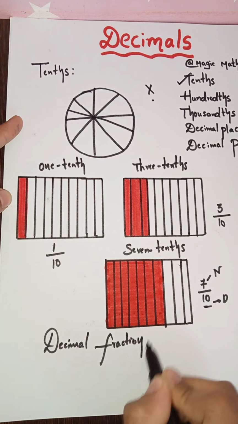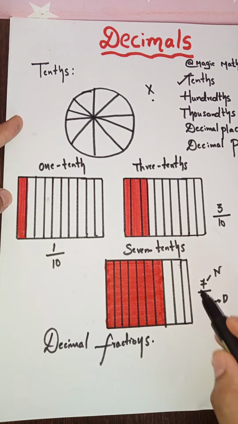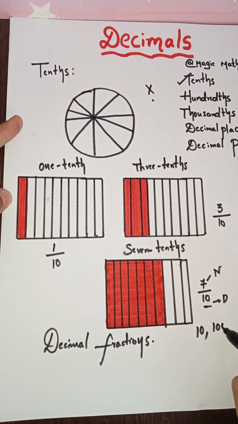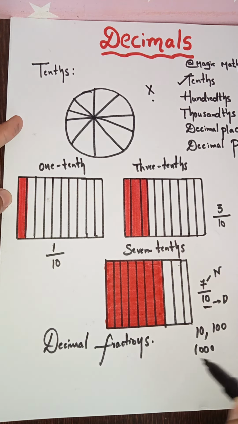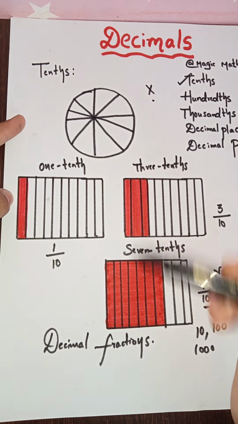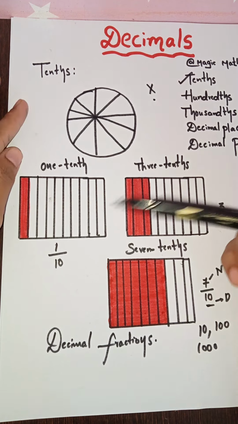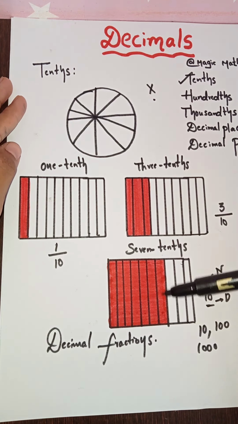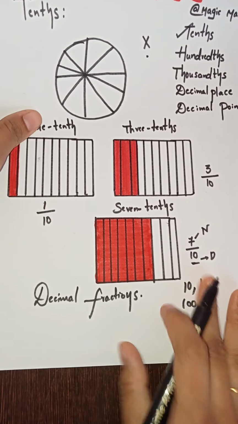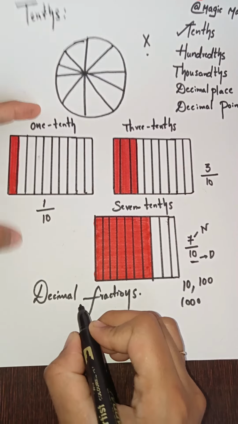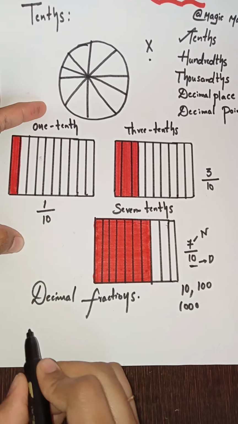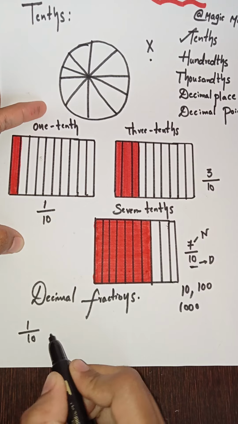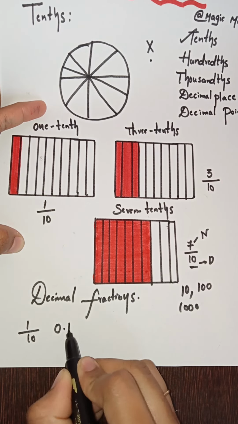Decimal fractions. A fraction with a denominator of 10, 100 or 1000 is called a decimal number or simply a decimal. So this is about decimals. And here the fraction 1/10 can be written as 0.1.